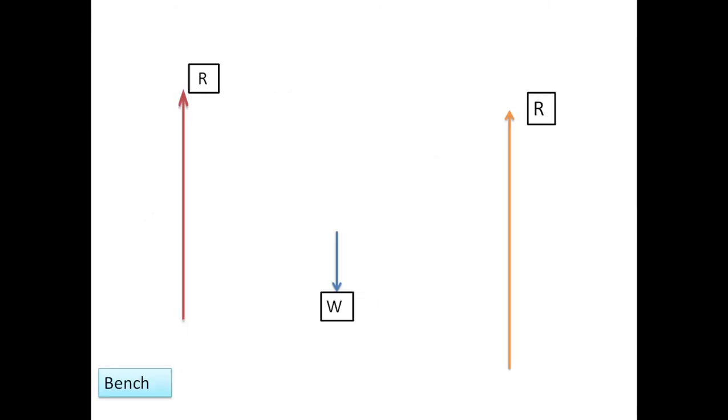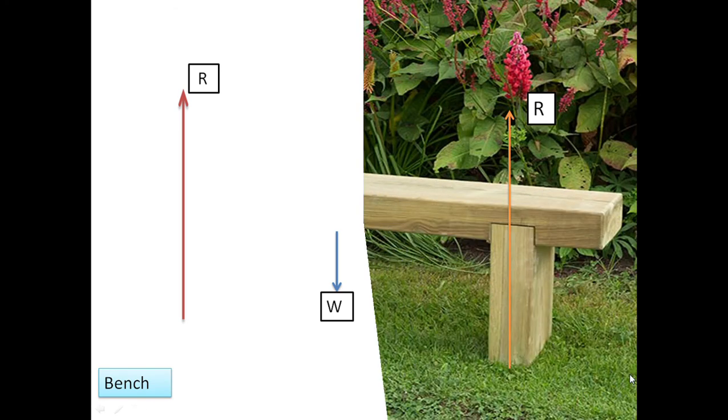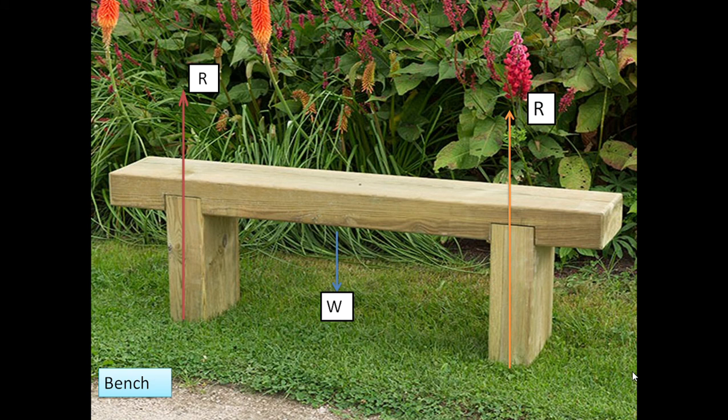Now look at the next picture. What is it? We'll see. Right. This picture shows a bench. You can see there are also three parallel forces. Reaction from the ground, two upward forces, and the weight acts towards the earth. So here also you can see three parallel forces in equilibrium.